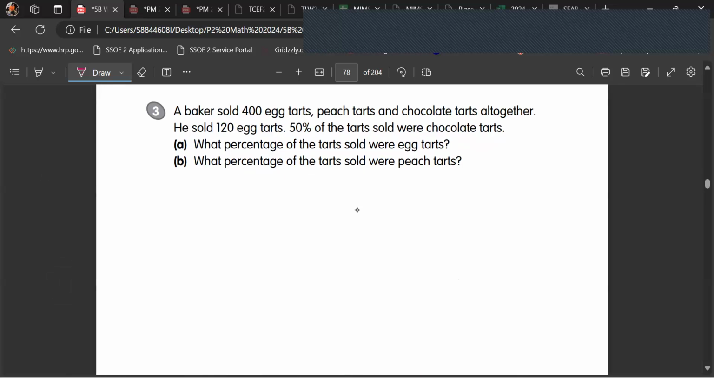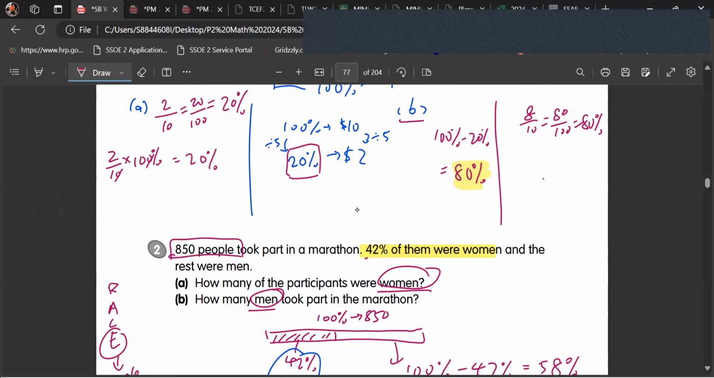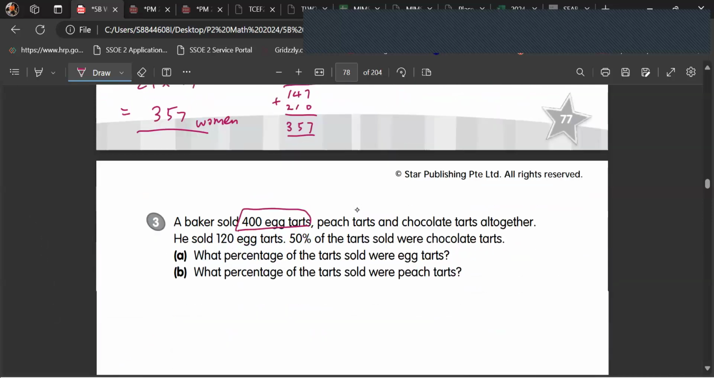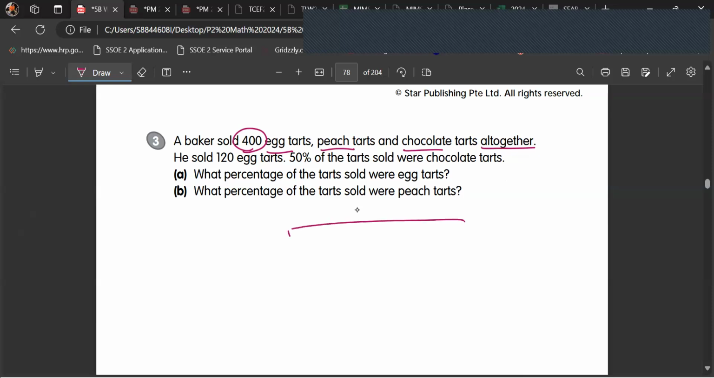Now the good thing about numbers like this is that they look very friendly, compared to this 850 and 42%. Compared to this, 400 is a nice number. And you realize that this 400 is the tarts, plus peach tart plus chocolate tart altogether. So 100% is all the tarts, and that's 400.